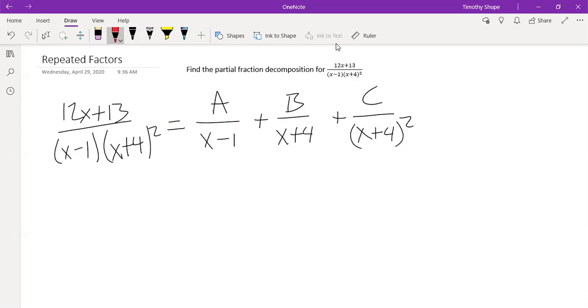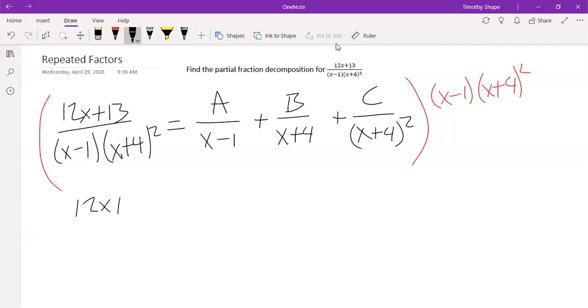Now, just like with any other partial fraction decomposition, I'm going to take this entire fraction and multiply by the original denominator, the x minus 1 and the x plus 4 being squared. When I do that, this is going to help clear out all the fractions, and then we can start to group together common terms. If I multiply those by the fraction on the left side of the equal sign, it's going to cancel out the entire fraction, and I just have a 12x plus 13 left over.